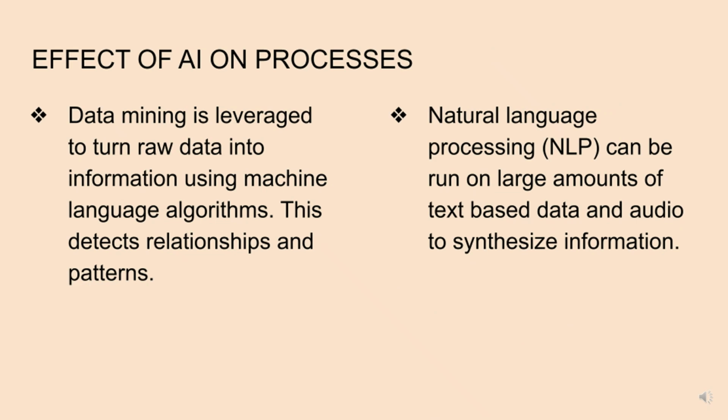There are 2 major impacts that AI has on knowledge management processes, besides the use of chatbots, which I just mentioned. These involve the processing of data to make it more accessible. Data mining can be leveraged to turn raw data into information using machine learning algorithms. This detects relationships and patterns in content. Natural language processing can also be run on large amounts of text-based data, as well as audio, to then synthesize information. Of course, it's always important that the output be verified for accuracy and relevancy, as we mentioned earlier.